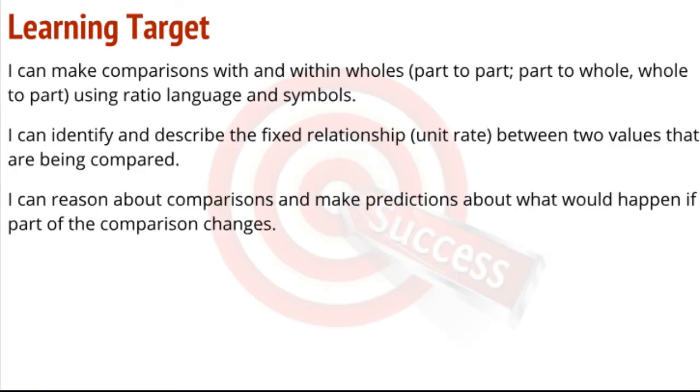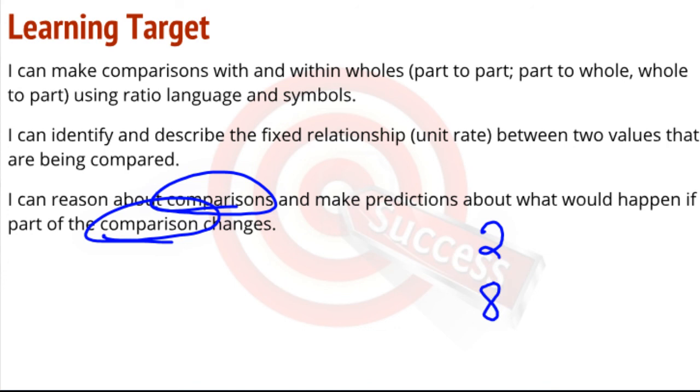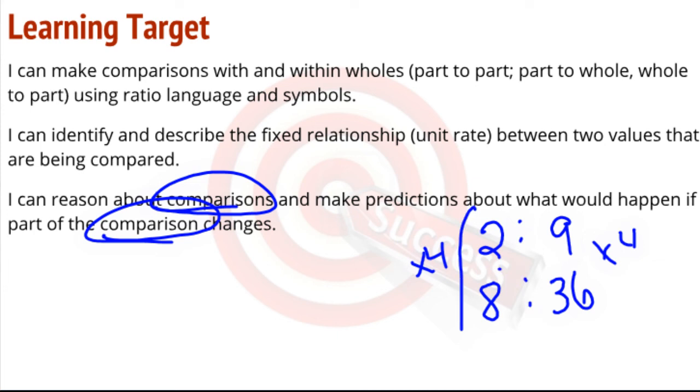All right, learning target. So I can reason about ratios and make predictions about what would happen if part of the ratio changes. So if I've got a 2 and it changes to an 8, I can say, well, that means we multiplied times 4. The other part of the ratio might be 9, and so I know this part is 36 because I multiply by 4. Therefore, these two ratios are equivalent.